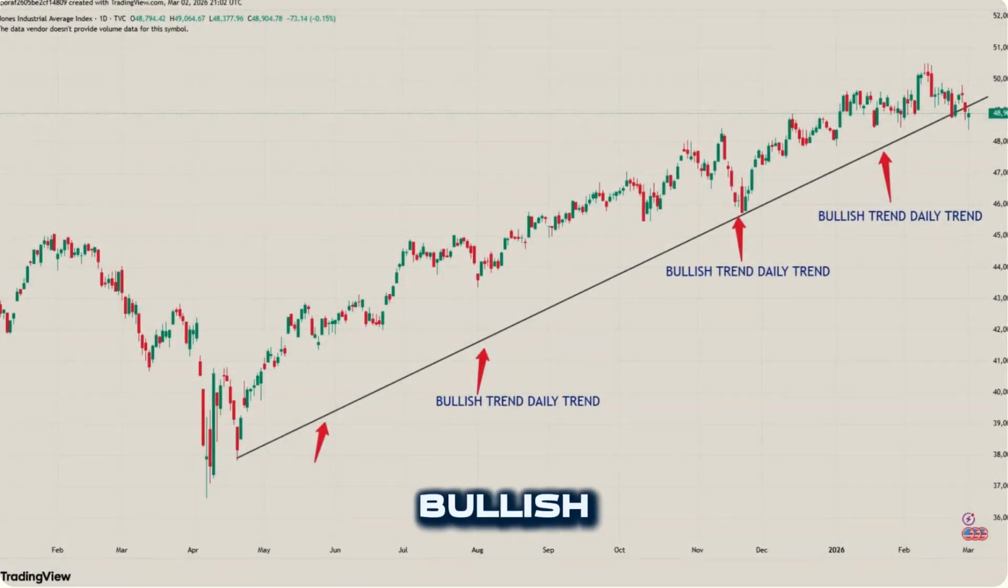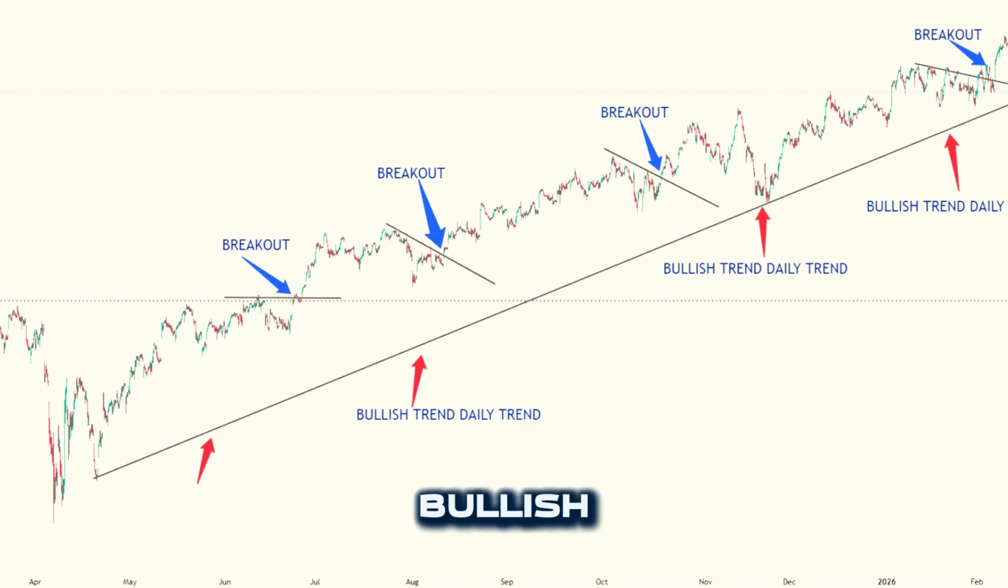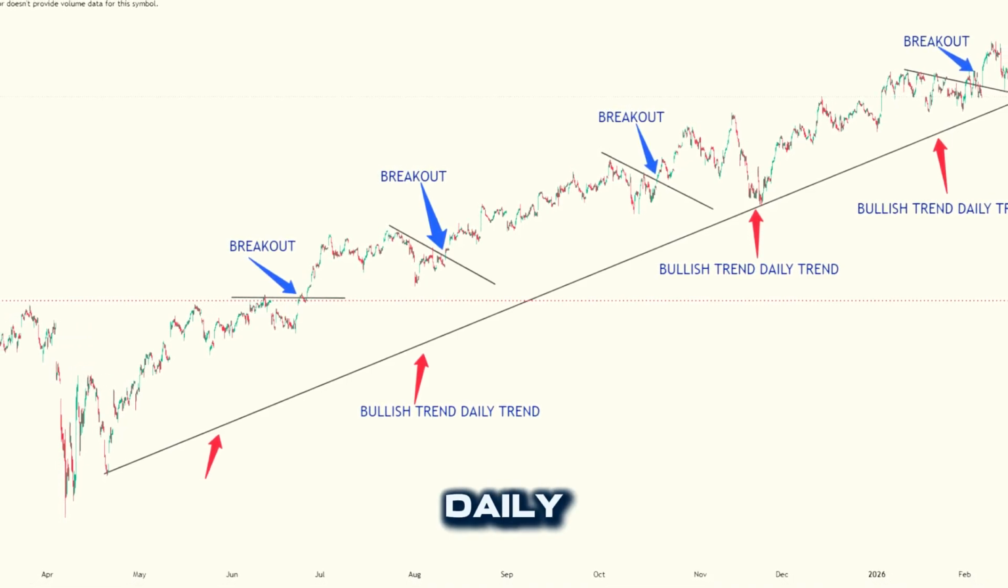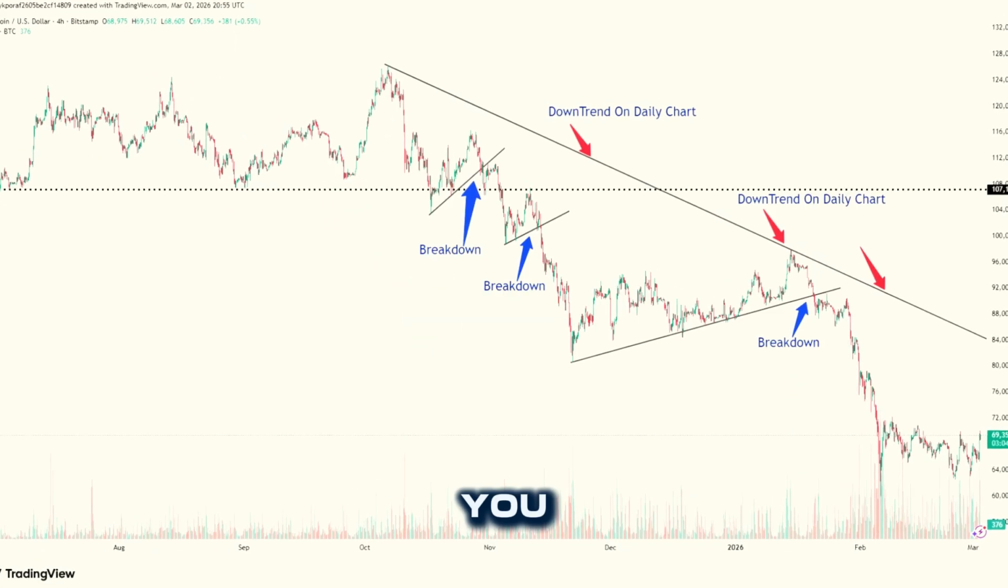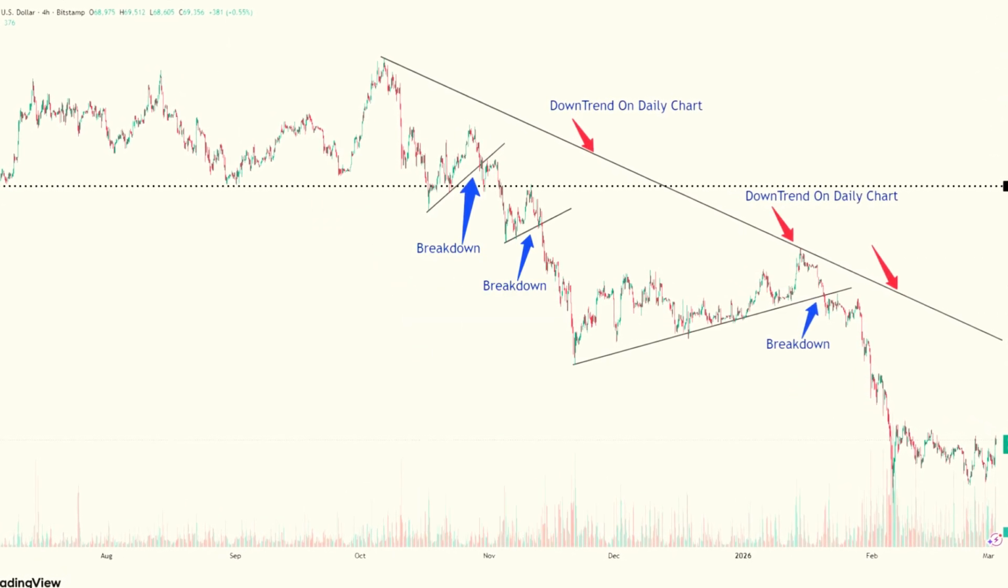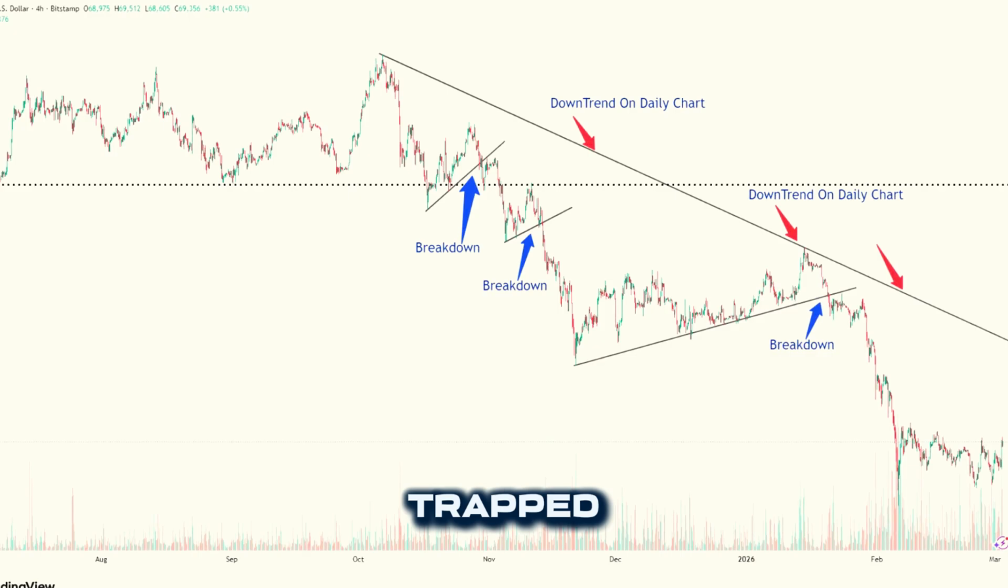If the daily trend is bullish, you only look for bullish breakouts. If the daily trend is bearish, you only look for bearish breakdowns. You do not trade counter-trend breaks. That's where beginners get trapped.